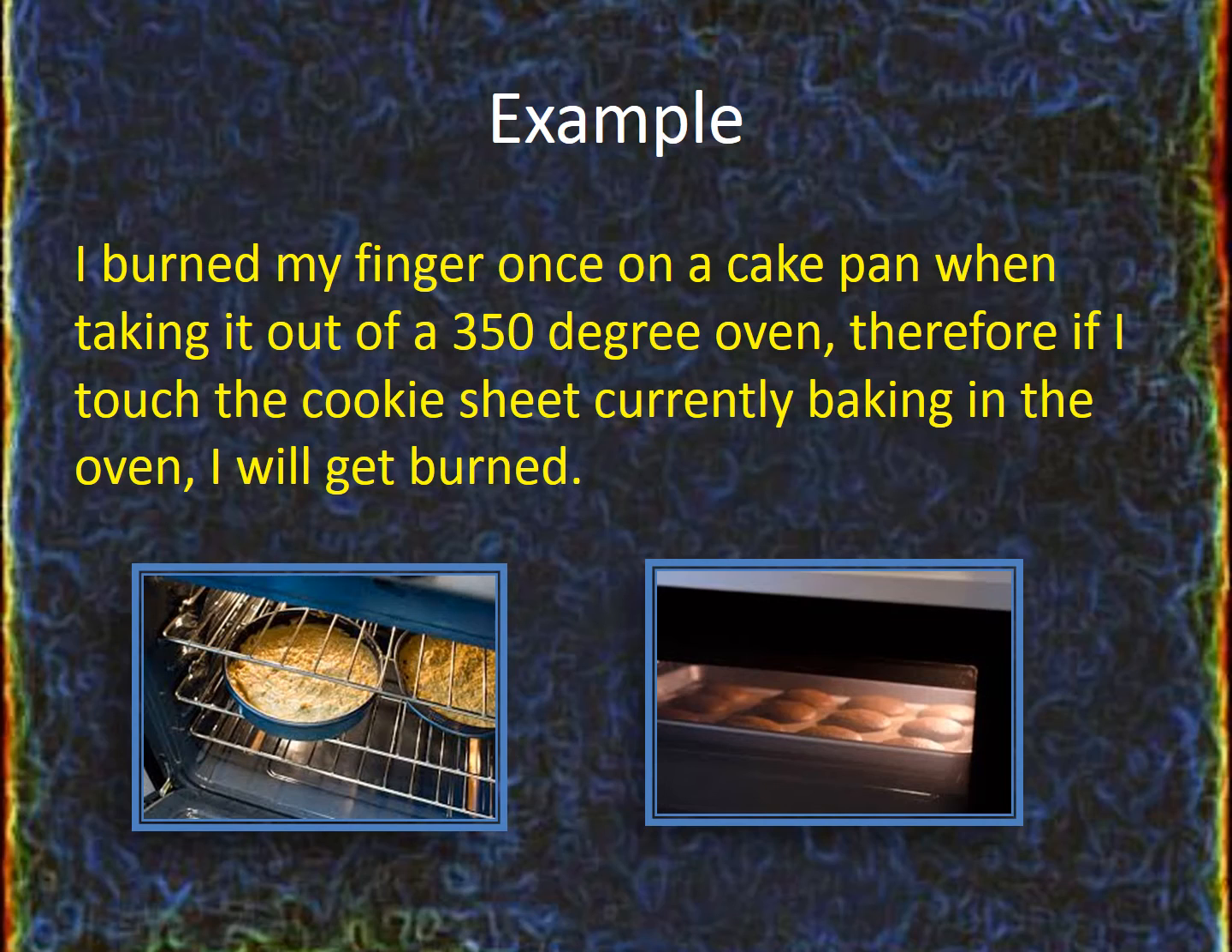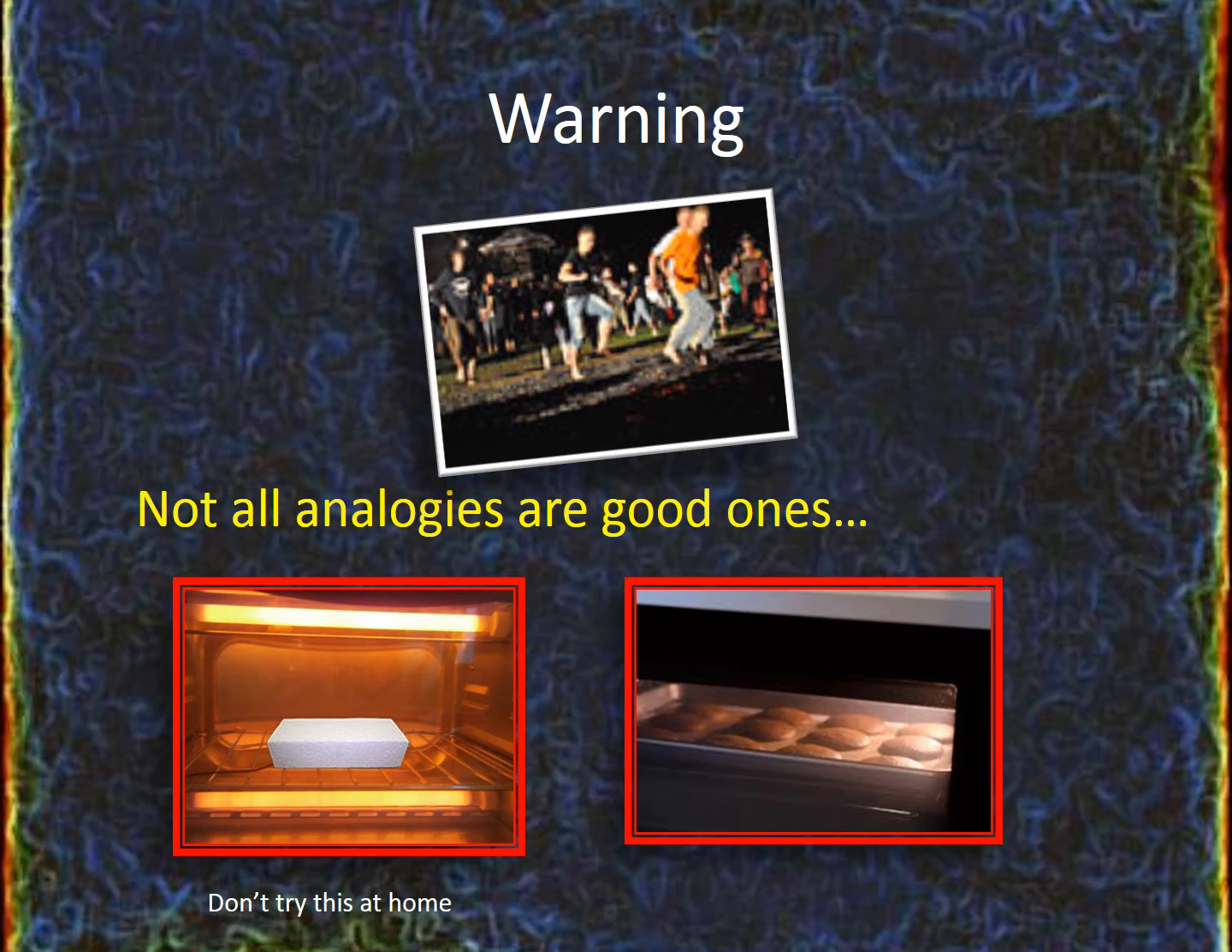The basic idea of an argument from analogy is that one says that two or more things are alike in some respect or set of respects, and then draws the conclusion that they are alike in some other respect or respects based on the fact that they are alike in those other ways. But one needs to be careful because not all analogies are good ones.